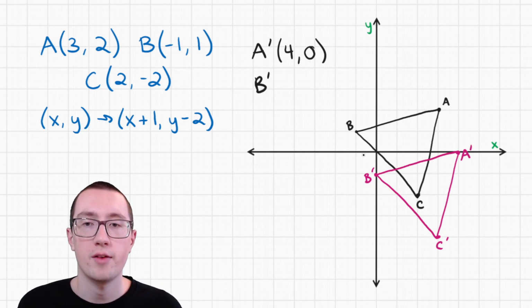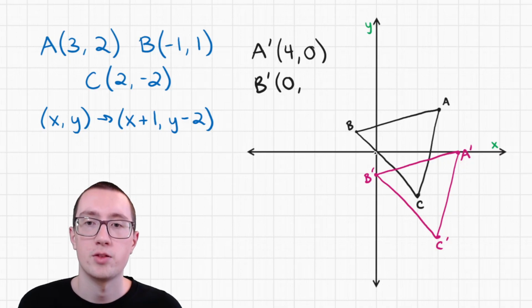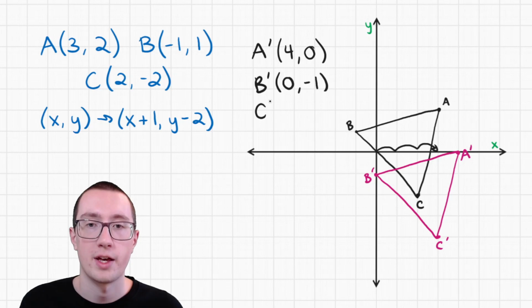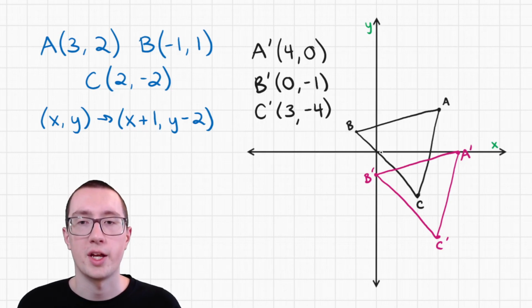For B prime, we don't have to move left or right at all. So x is going to be 0. And we have to move 1 square downward. So y is going to be negative 1. And then for C prime, we have to move 3 squares to the right. So x is going to be 3. And then we have to move 4 squares downward. So y is going to be negative 4. So there you go. That's how you do a translation.